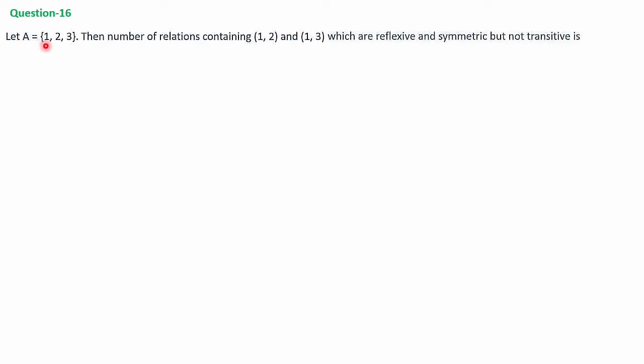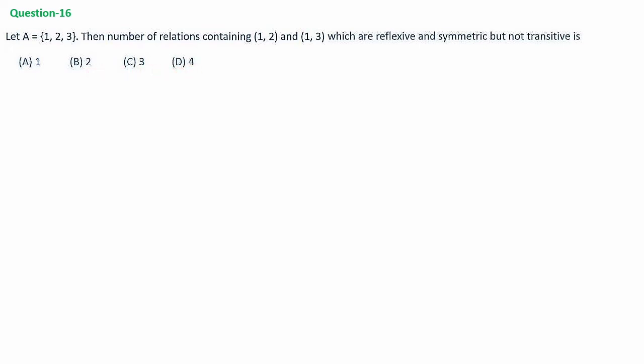Next we shall discuss question number 16. It is a multiple choice question. Let A is equal to set 1, 2, 3. Then the number of relations containing (1, 2) and (1, 3) which are reflexive and symmetric but not transitive is. Here, how many relations can we make by including (1, 2) and (1, 3)? The set is given to us, A is equal to 1, 2, 3. Options are given. Option A is 1, option B is 2, option C is 3, and option D is 4.